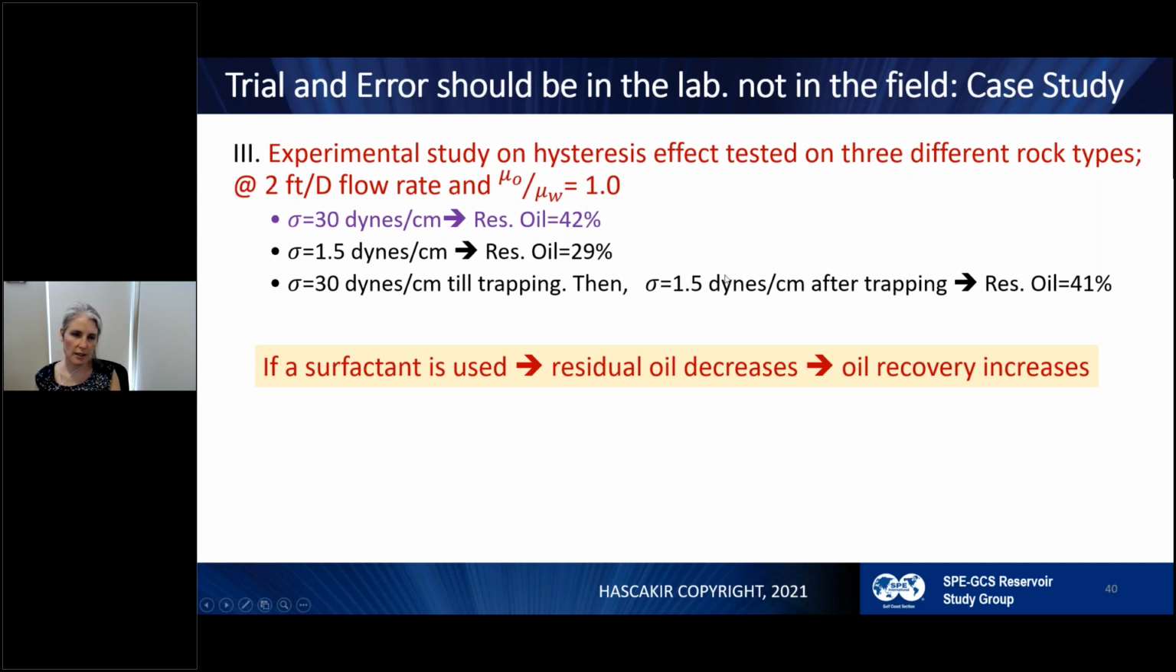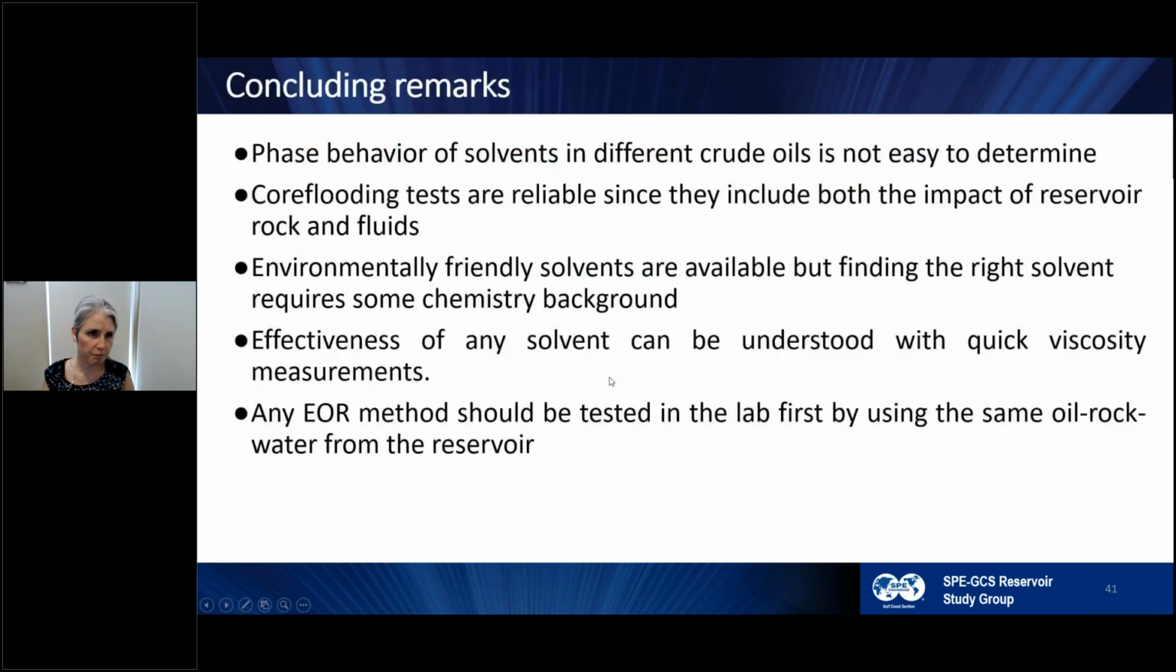Before you are doing this in the field, you need to do it in the lab to see which one is the best way to go for your oil reservoir. So let me just conclude my presentation with a couple of concluding remarks.